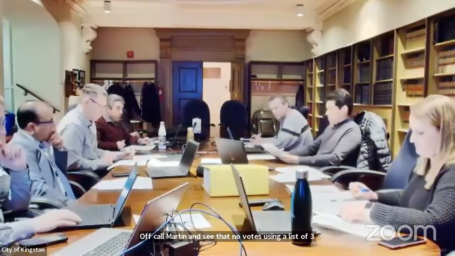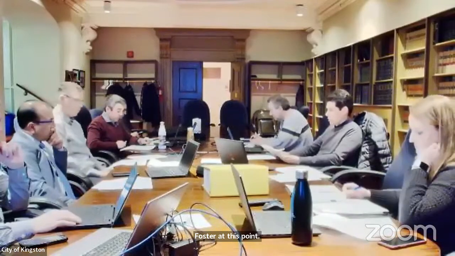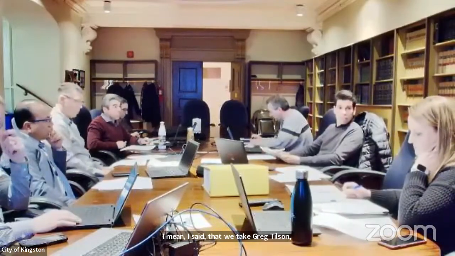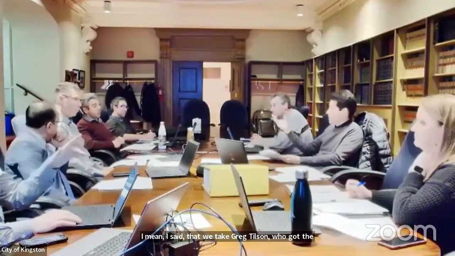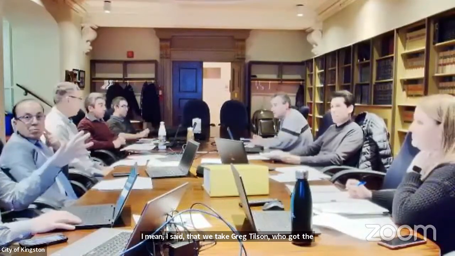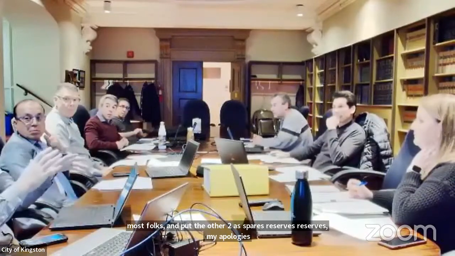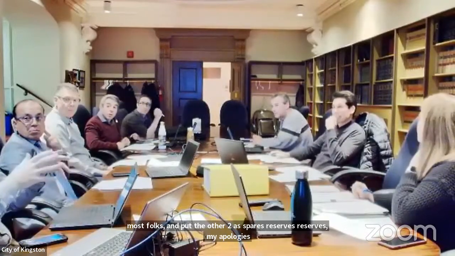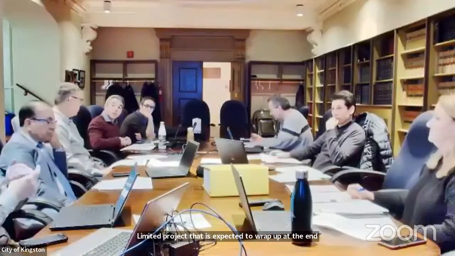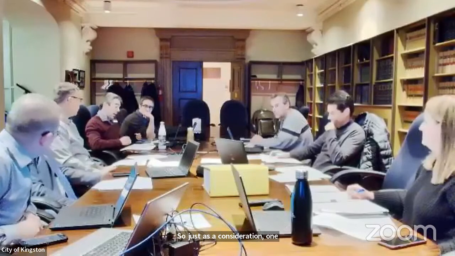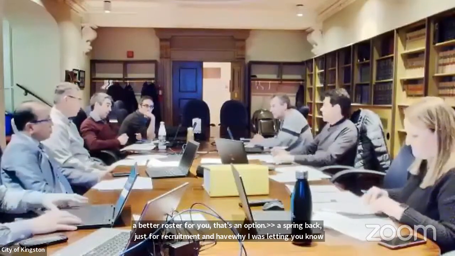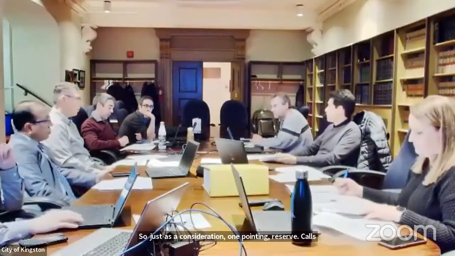At this point, I suggest that we take Greg Tilson, who got the most votes, and put the other 2 as reserves. Reserve pool, it's still valuable, but it is a very time-limited project and it is expected to wrap up at the end of 2023. So just as a consideration when appointing reserve pools, it may not need to be utilized. Thank you, Councillor. How do you guys feel about that, or should we take another vote?